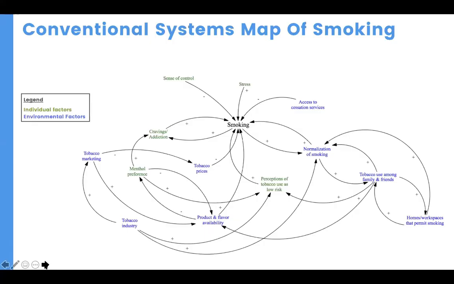Rooted in these approaches, we created a conventional map of smoking that includes individual factors in green and environmental factors in blue. A plus sign indicates that variables move in the same direction, and a minus sign indicates they move in opposite directions. For example, while stress increases the likelihood of smoking, access to cessation services decreases it.